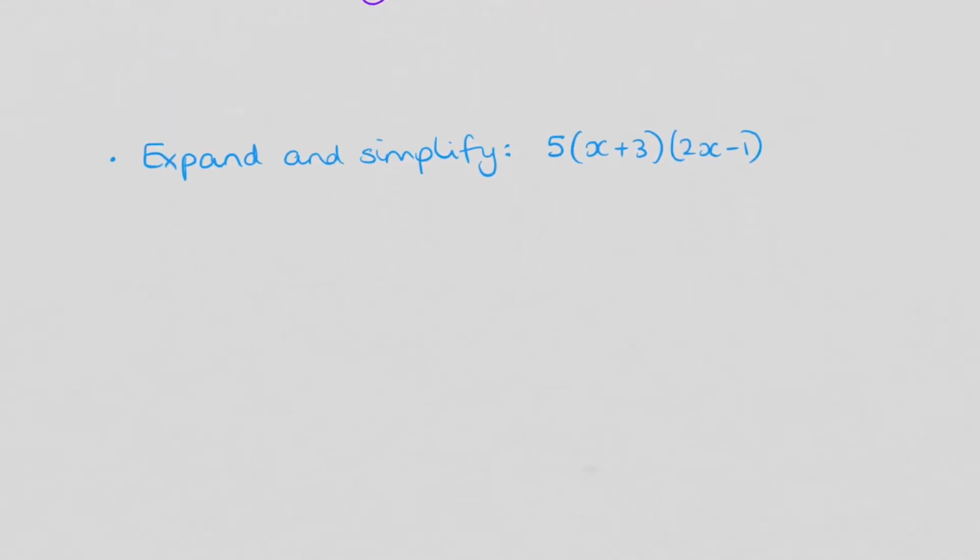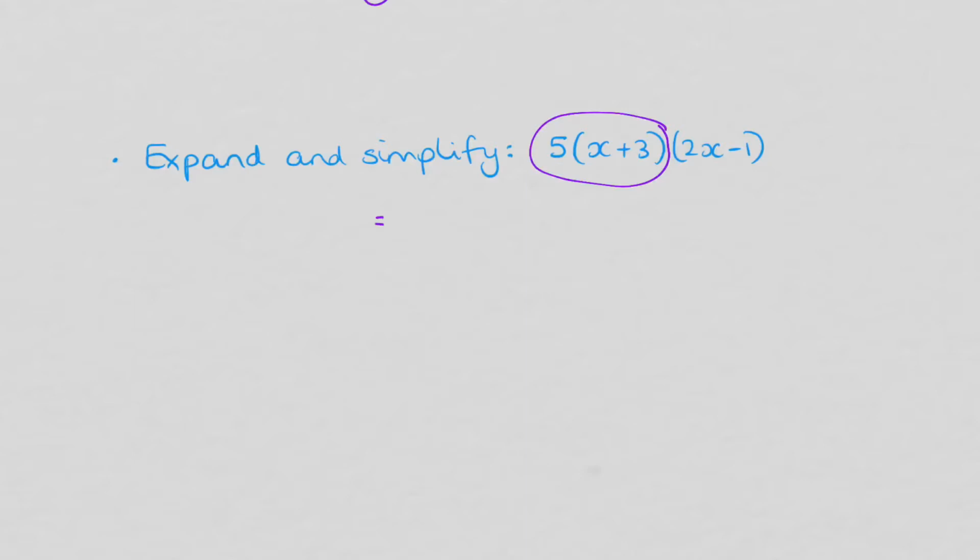Next one, expand and simplify. So we've got three things multiplying together here. We've got the 5, the x plus 3, and the 2x minus 1. And so when we're multiplying three things together, what we do is multiply two of the things together and then multiply our answer by the third thing. Okay, so what we're going to do is multiply out the 5 by x plus 3, and then we're going to multiply the answer by 2x minus 1.